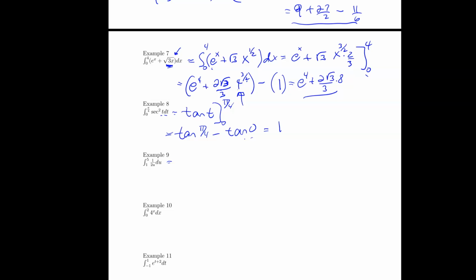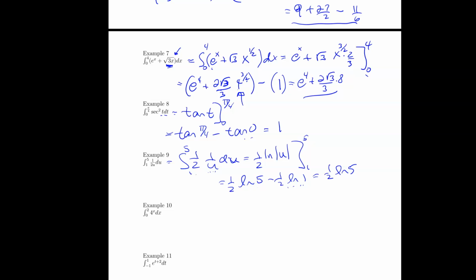This one, be careful. I would want you to take the time to pull this 1/2 over to the side. So this 1/2 just carries along for the ride, and now I take the antiderivative of 1 over u, and you know that's ln of u between 1 and 5. So 1/2 ln of 5, I don't need to keep the absolute values because the values are positive, minus 1/2 ln of 1, and you know that that's 0. So 1/2 ln of 5 is the answer.